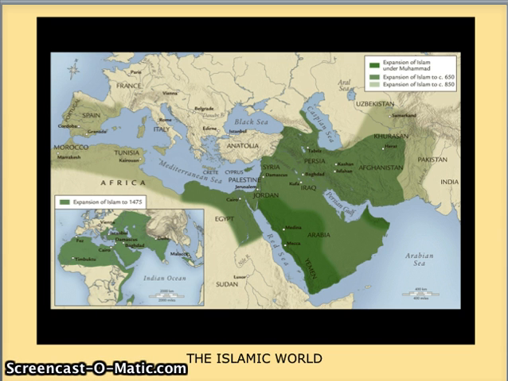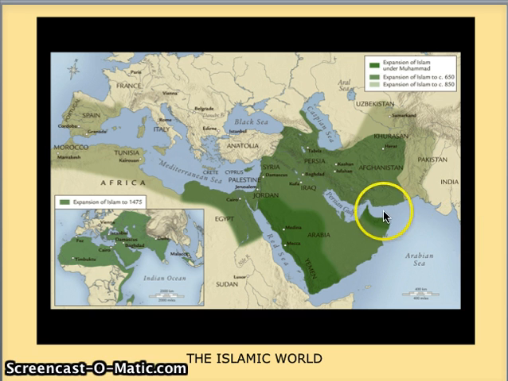Now, if you look at the map, we can see how the spread of Islam worked. So the dark green represents the expansion of Islam under Muhammad. So we have here, and I think there's a little bit over here. All right. So the lighter green is the expansion of Islam to the year 650. Now you'll note this is just a little bit less than 20 years after the death of Muhammad.